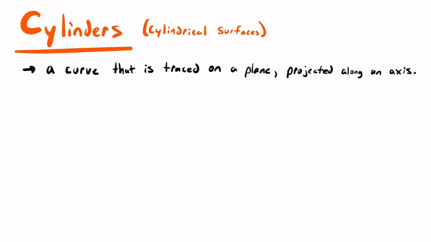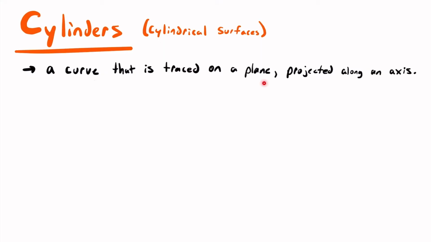We use the word cylinders to refer to a special type of surface in 3D space. And so what a cylinder is, is a curve that is traced on a plane within the 3D coordinate system that is then projected along an axis. All right, and along that axis, the curve does not change. It's always going to be the same curve. In future lessons, we will look at other surfaces where the curve does change along the axis, but don't worry about that for right now.